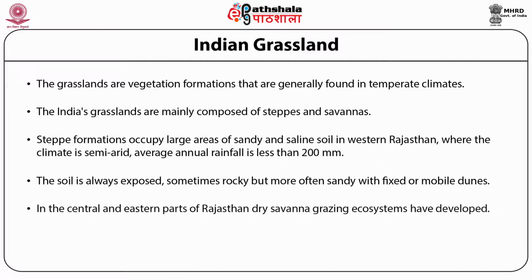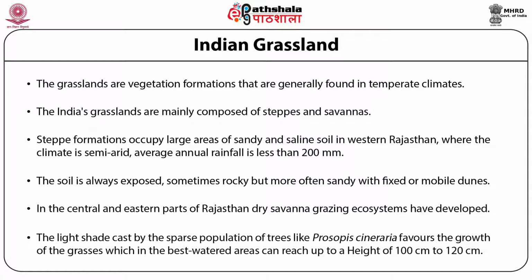In the central and eastern part of Rajasthan, where the rainfall is above 500 mm per year and the dry season is 6 to 8 months, dry savanna grazing ecosystems have developed. The light shade cast by the sparse population of trees like Prosopis cineraria favors the growth of the grasses, which in the best watered areas can reach a height of 100 to 120 centimeters.